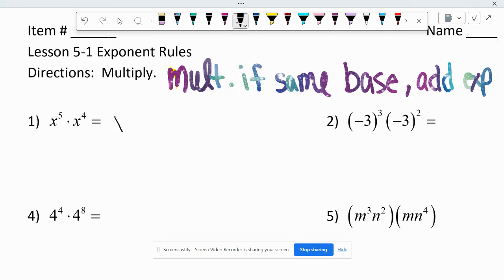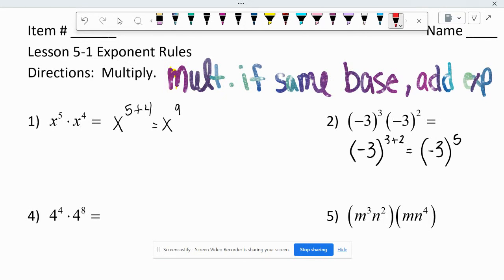First example, that becomes x to the 5 plus 4, which is what? X to the 9th. Questions about that? This next example, negative 3 in parentheses to the 3 plus 2 power equals negative 3 to the 5th.